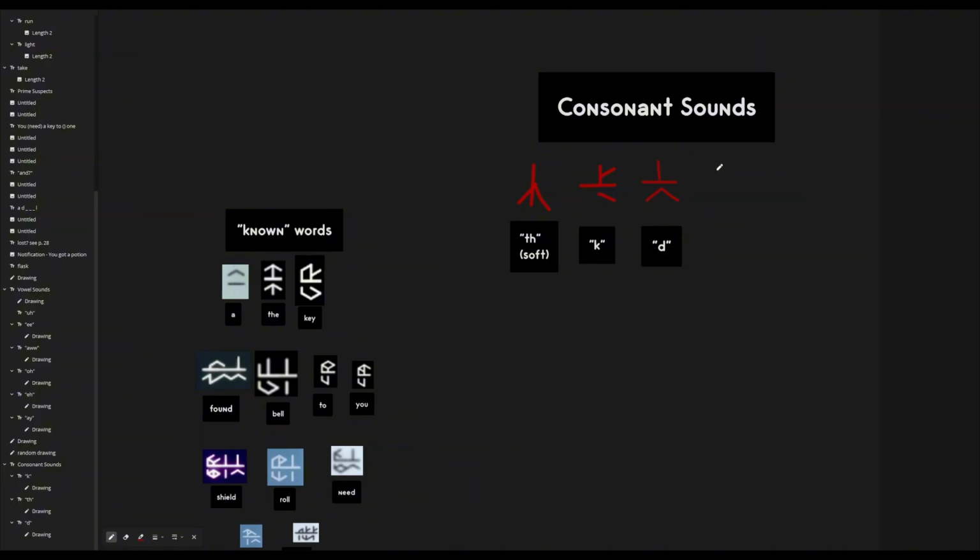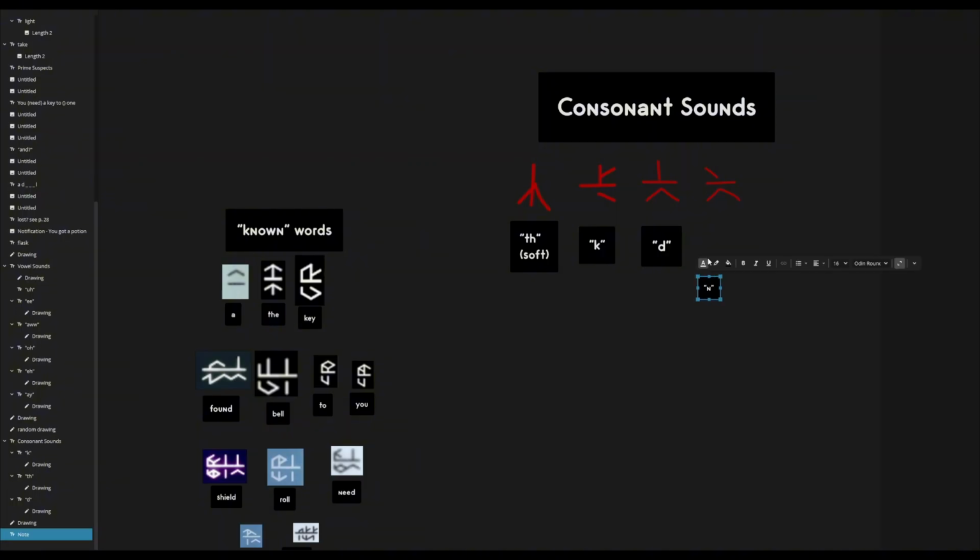All right, anyway, let's see. So N is, if I'm going by found, a caret at the bottom, and this line right here. Okay, that is N. And the drawing goes under that, and that goes under consonant sounds. Beautiful.